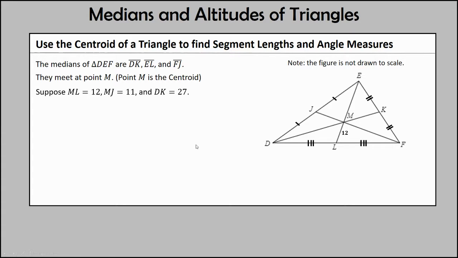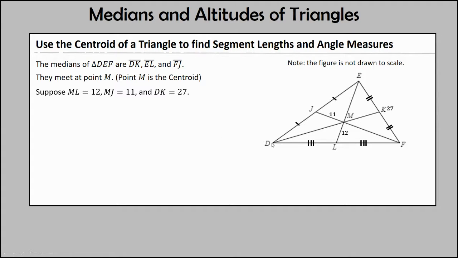Right now, and I'm going to go through the process, but right now you know EM is 24 because EM is twice as long as ML. Bam, 24. We'll get that in a minute. MJ, they tell me, is 11. If MJ is 11, MF is 22 because this line is twice as long as this line. That's how centroid works.